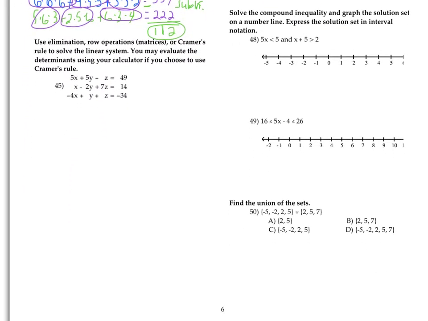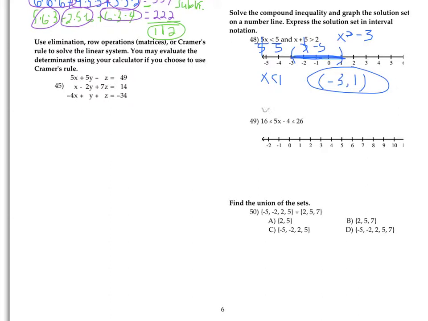Solve the compound inequality. So we just need to divide by 5 here, get x is less than 1, subtract 5 here, get x is greater than negative 3. So less than 1, that's a parenthesis, greater than negative 3, so we're shading in between those. And the interval notation for that is negative 3 comma 1, because we're shading in between negative 3 and 1.